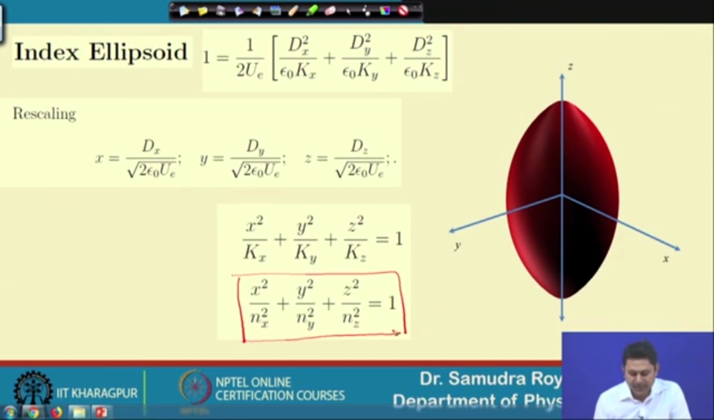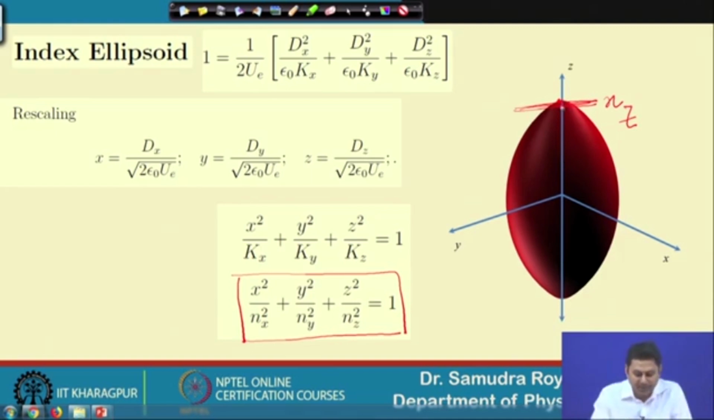So, when x and y are 0, that means this point. This is the point where the curve is cutting the z axis, and at this point where the curve cuts the z axis, this value is our nz. From this equation also we can find that with x is 0 and y is 0, z square divided by nz square is equal to 1. So that means this amount is nothing but nz square. So nz is the refractive index along this direction when x and y are 0.